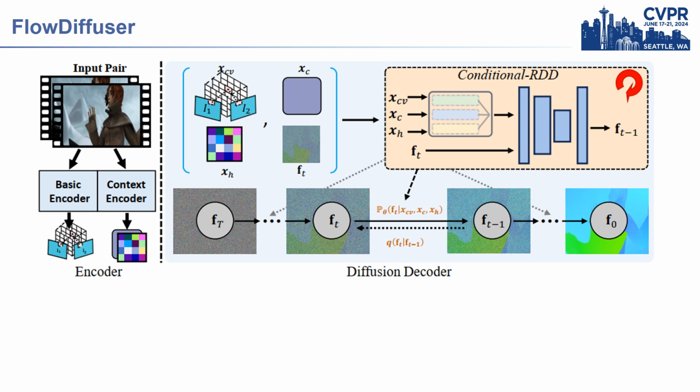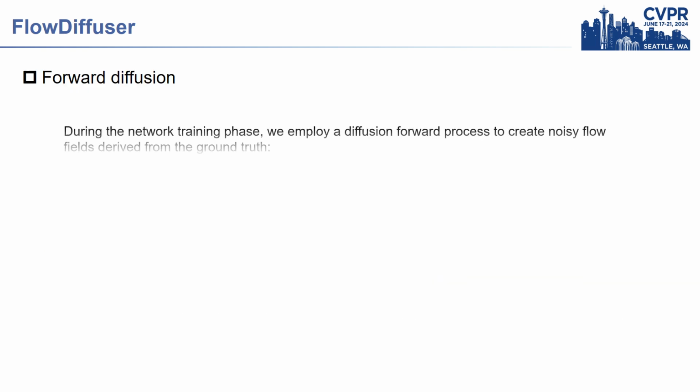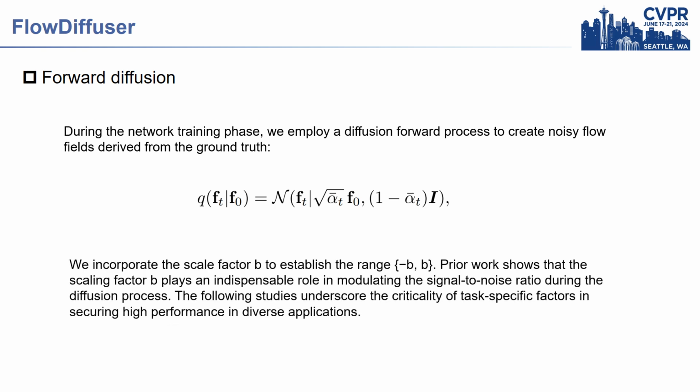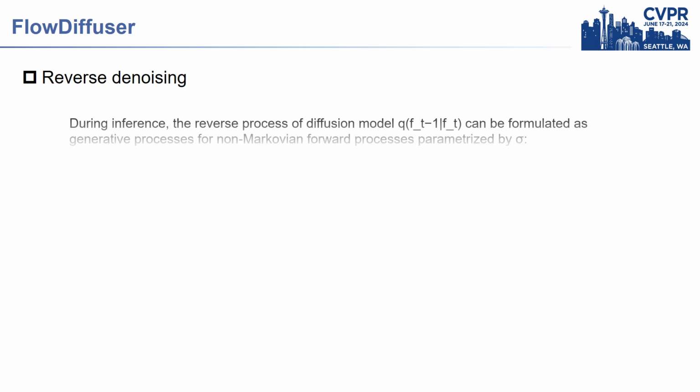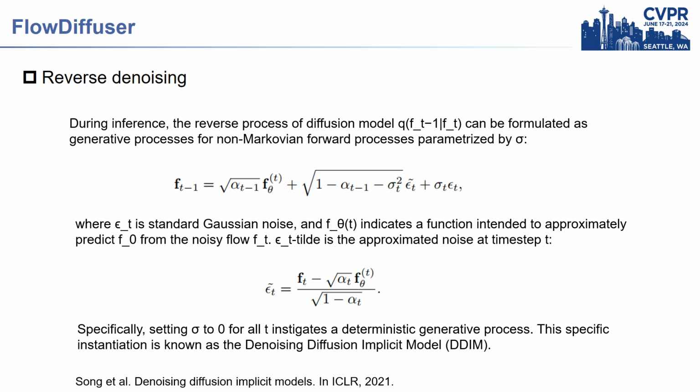In the proposed paradigm, prevalent modules in the RAFT-like recurrent decoder are effectively combined with a diffusion-based approach for flow distribution learning. Specifically, during the network training phase, we employ a standard diffusion forward process to create noisy flow fields derived from the ground truth. During inference, the reverse process of the diffusion model can be formulated as a non-Markovian generative process. Notably, our model is set to predict x0 to be easily compatible with the flow network, and leverages the deterministic generative process as in the DDIM paper.